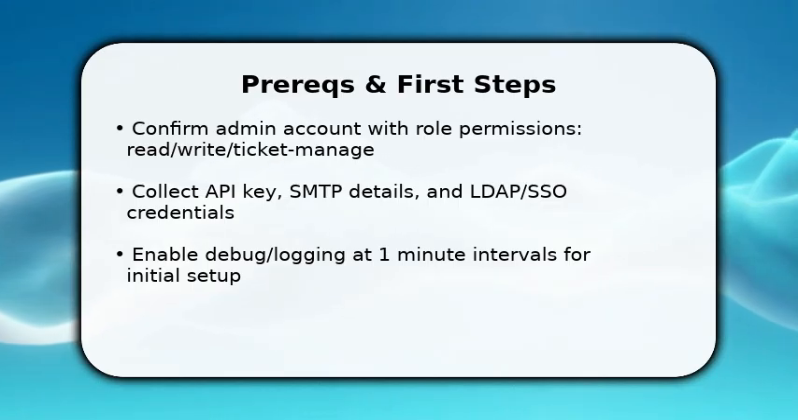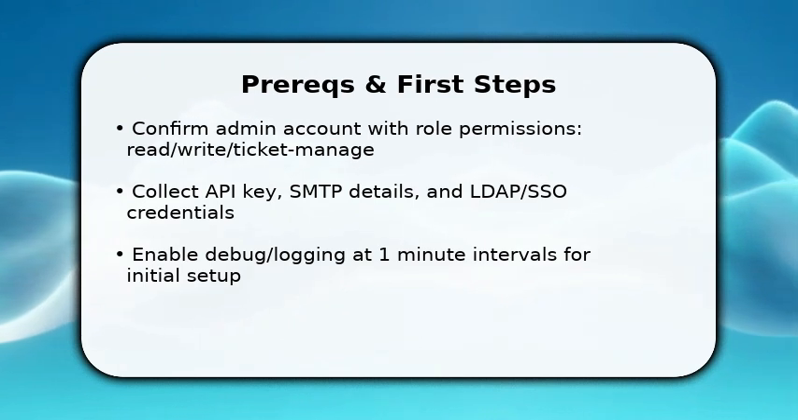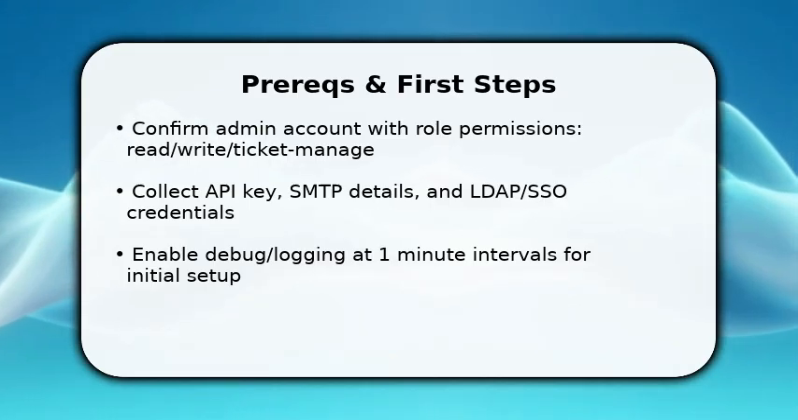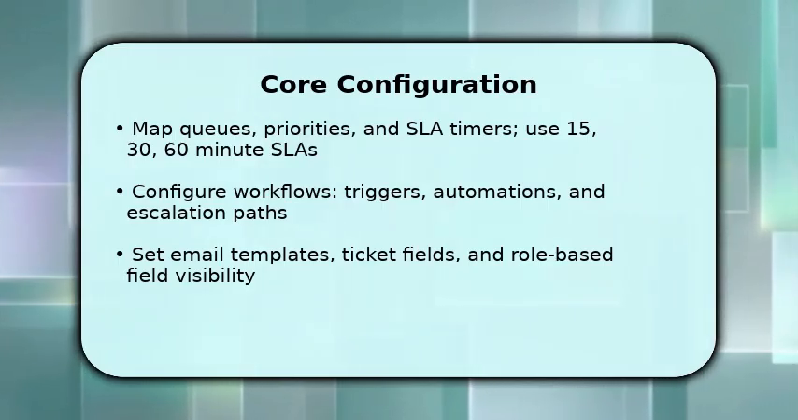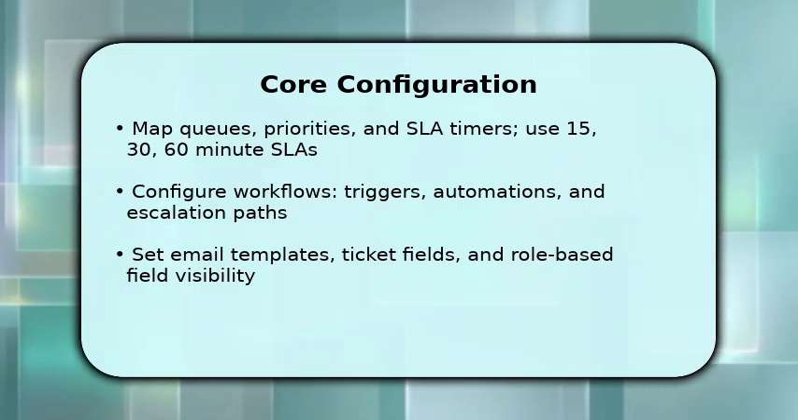Then begin by importing a minimal sample dataset or a single test queue to validate connectivity and permissions before changing global settings. Once done with initial access, configure queues and set priorities with SLA timers like 15, 30, and 60 minutes to enforce response targets.